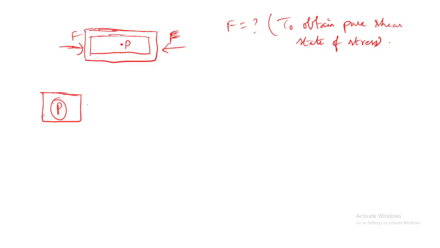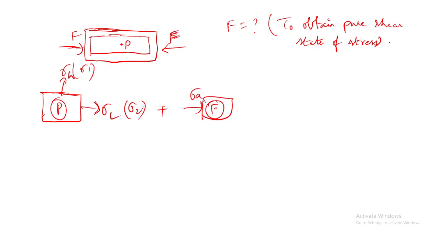Hoop stress and longitudinal stress, right? So longitudinal stress is towards this direction and hoop stress is towards the circumferential direction. So this one is actually sigma 1 and this one is actually sigma 2, right or not? Plus, what is the other stress which I'm giving in the axial direction? It is due to F, and that is a compressive stress.